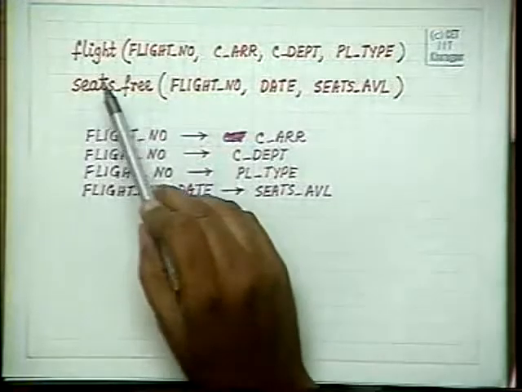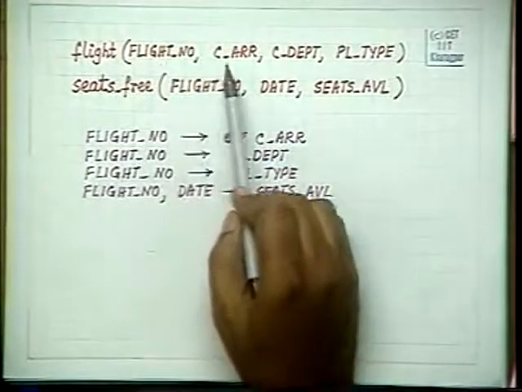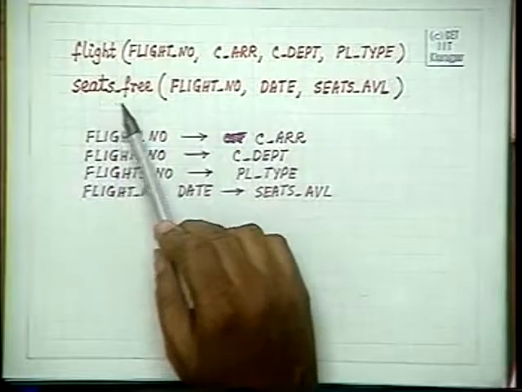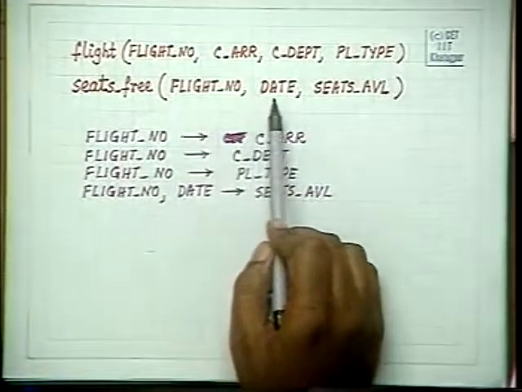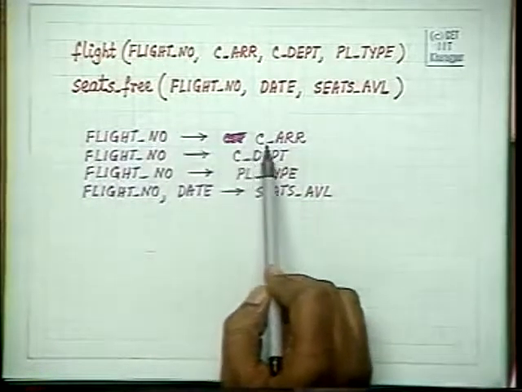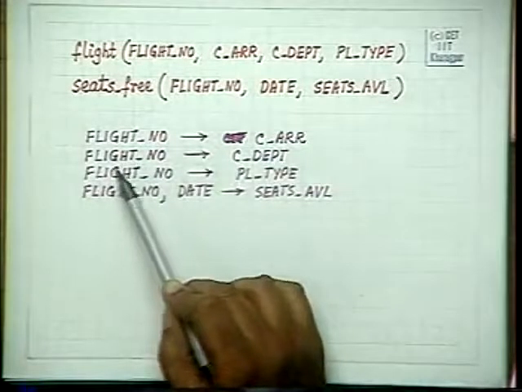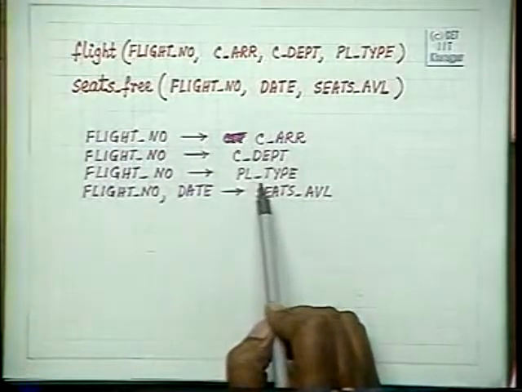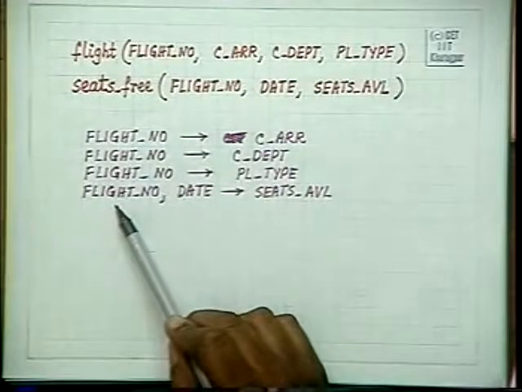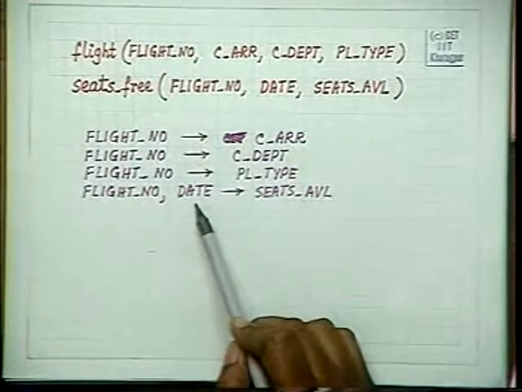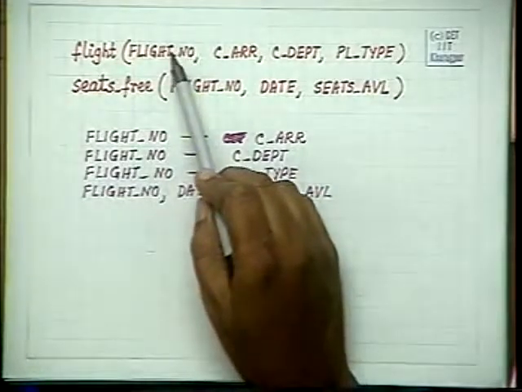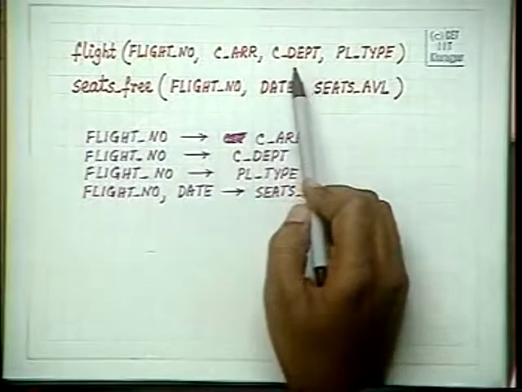This was the flights example, where we had the flight number, the city of arrival, the city of departure, and the plane type as one relation. The number of seats free was the flight number, the date, and the number of seats available. And we found out that flight number to city of arrival, flight number to city of departure, and flight number to plane type are three functional dependencies. And we have another functional dependency stating the flight number and the date gives the number of seats available, which means that whenever the flight number is the same, the city of arrival and the city of departure must be same.